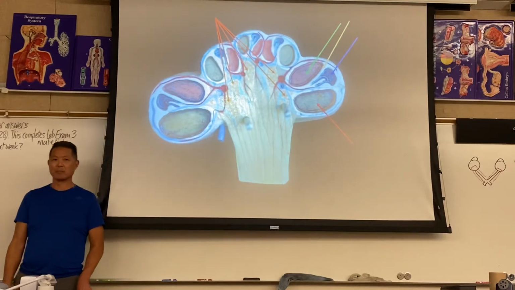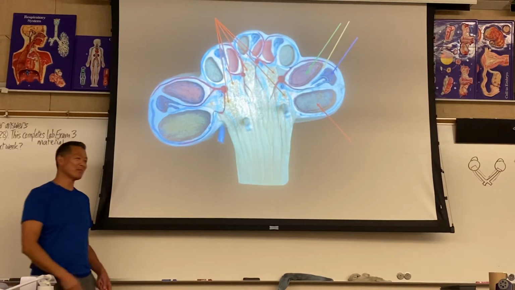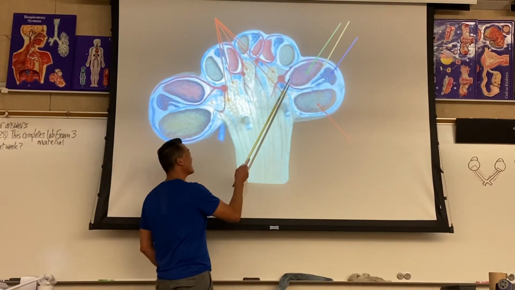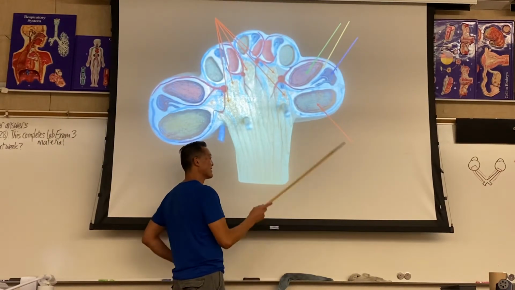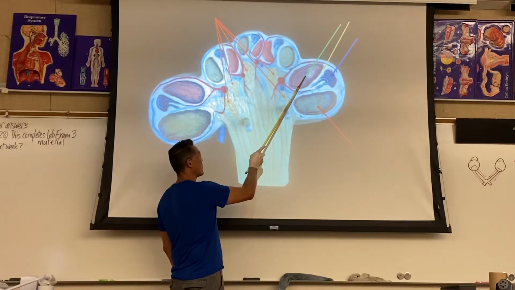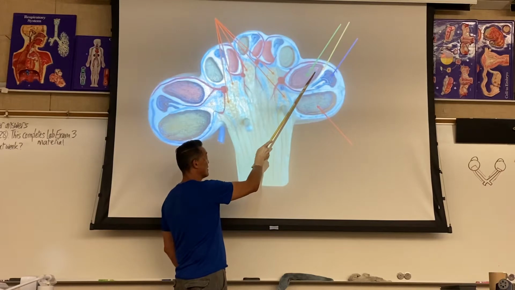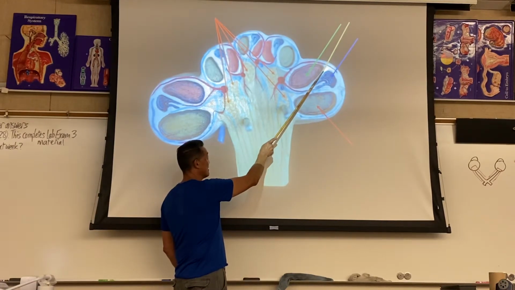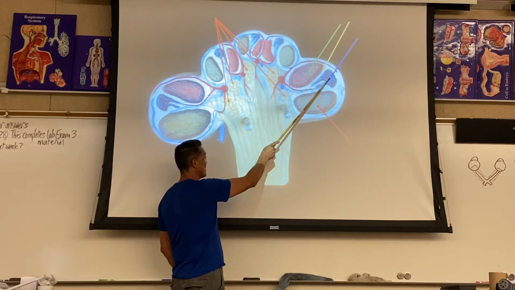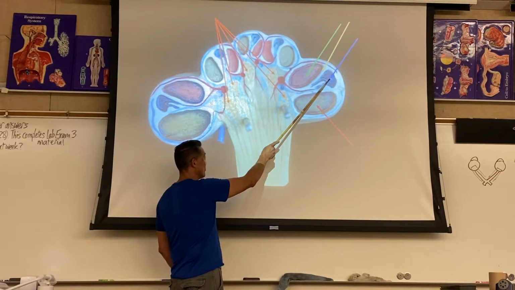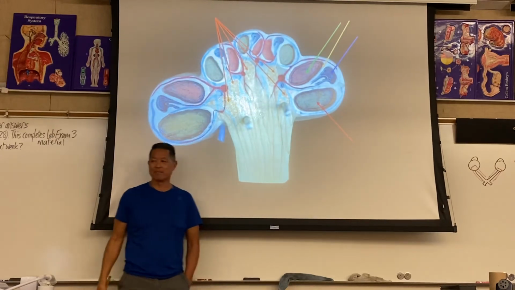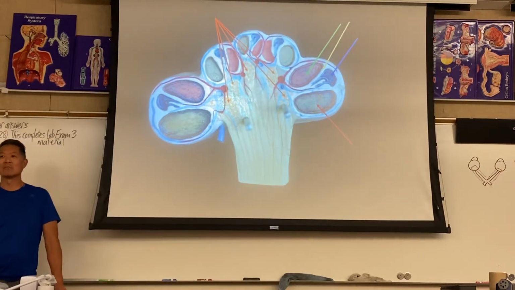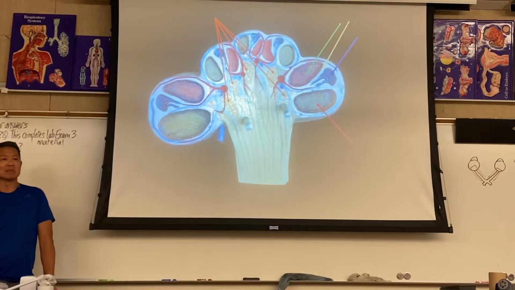Could you start at the green and just do it real quick? This is scala vestibuli, vestibular membrane, scala media, scala tympani. Okay, cool. Anything else?